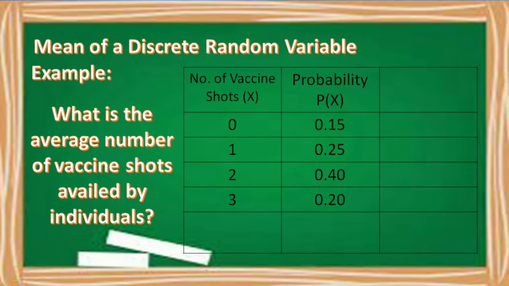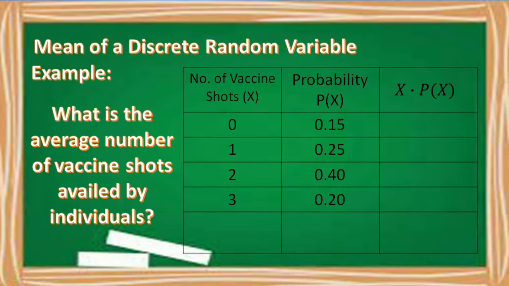Let's have an example. Given the table, what is the average number of vaccine shots availed by individuals? First step is to get the products of the values with their corresponding probabilities, denoted by x times p of x. So just get the products of its value with their corresponding probabilities.